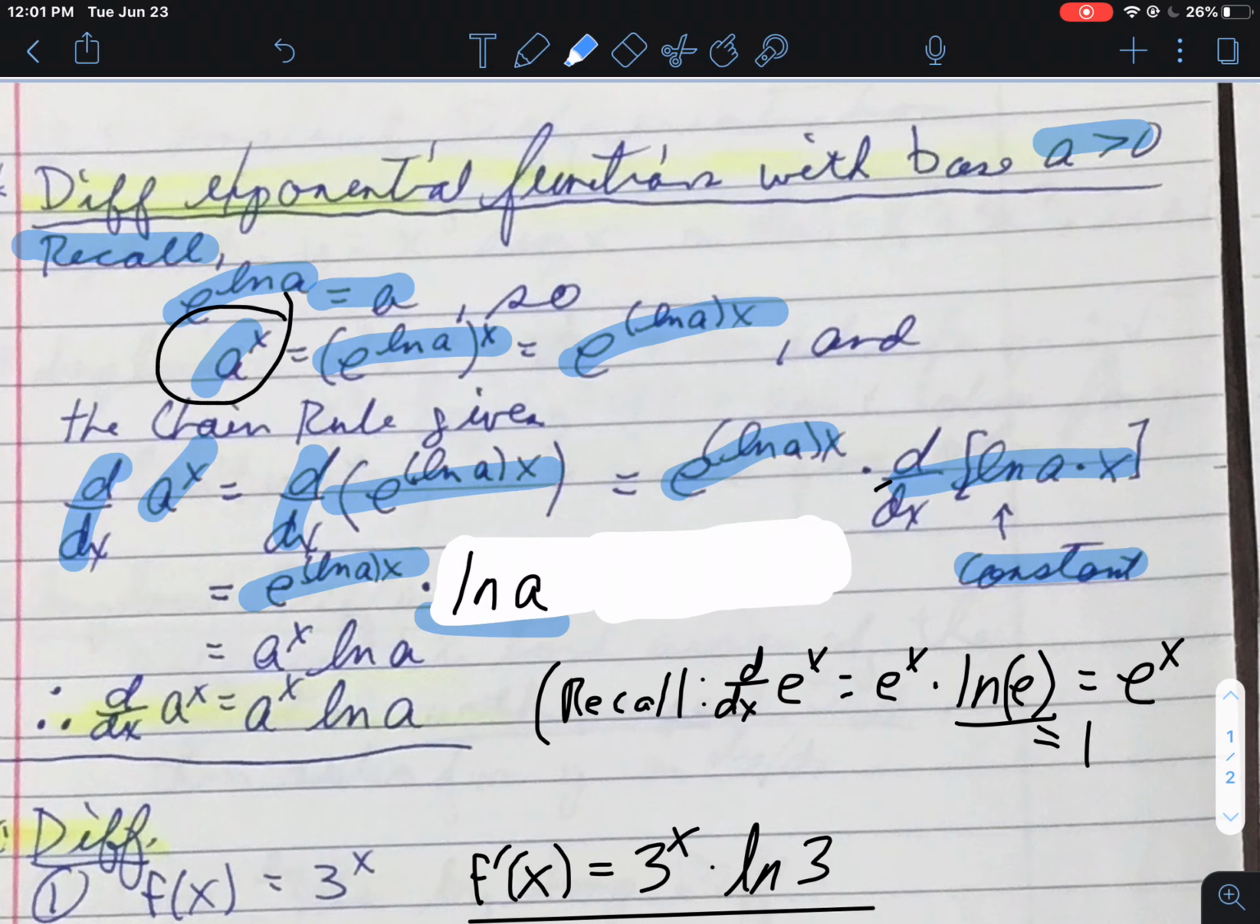Now, what is e raised to the ln of a times x? Remember, that is nothing more than a to the x, right? These were equal to each other, this and this. So I can replace that with a to the x. So what do I end up with? I end up with the derivative of a to the x being equal to a to the x times the natural log of a.